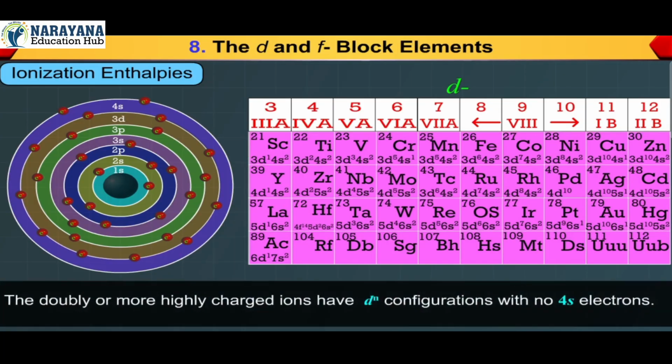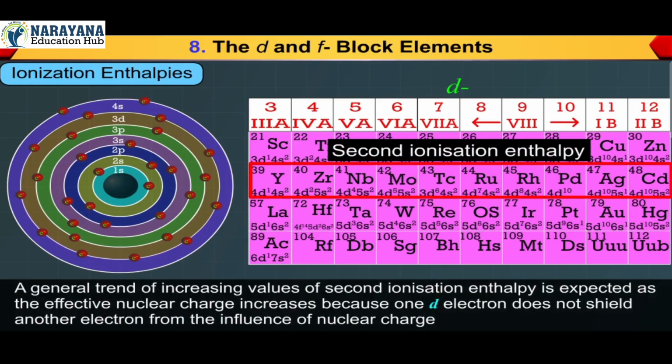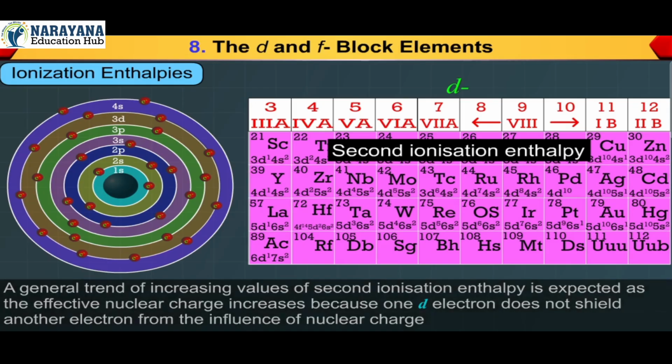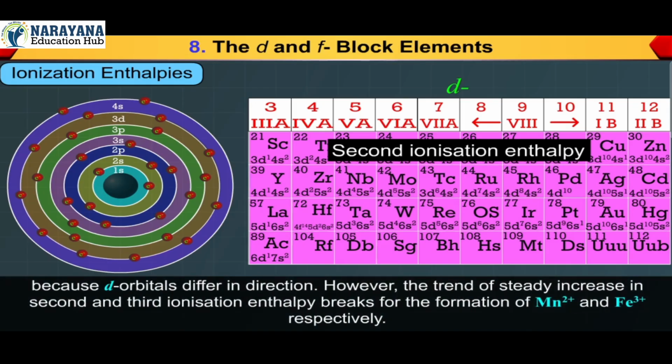The doubly or more highly charged ions have d^n configurations with no 4s electrons. A general trend of increasing values of second ionization enthalpy is expected as the effective nuclear charge increases, because one d electron does not shield another electron from the influence of nuclear charge, as d orbitals differ in direction.